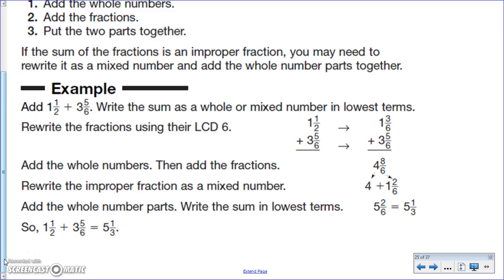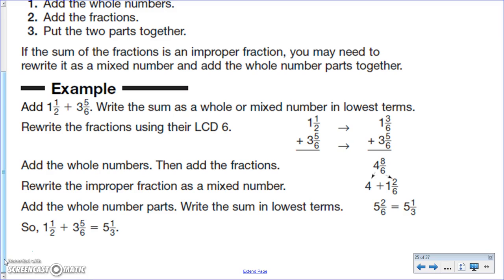So first thing we have to do is rewrite the fractions using their lowest common denominator, which is also their lowest common multiple, which is 6. So 1 1/2 becomes 1 3/6. And 3 5/6 stays as it is. So then we add the whole numbers, so 1 plus 3 is 4. And then we add the fractions. 3/6 plus 5/6 is 8/6.